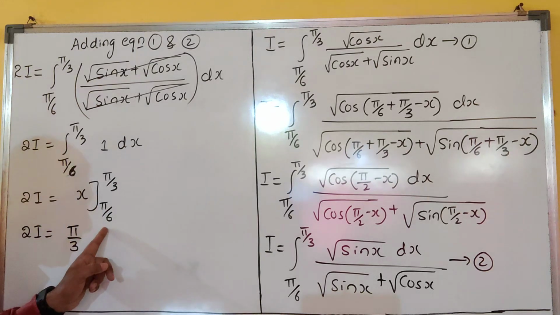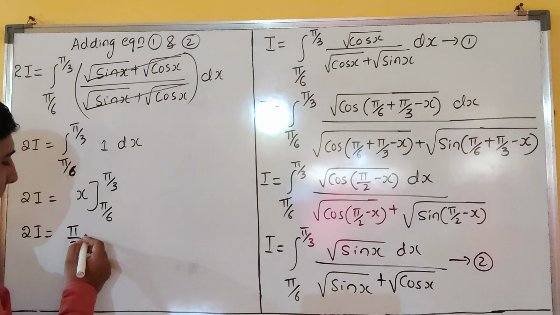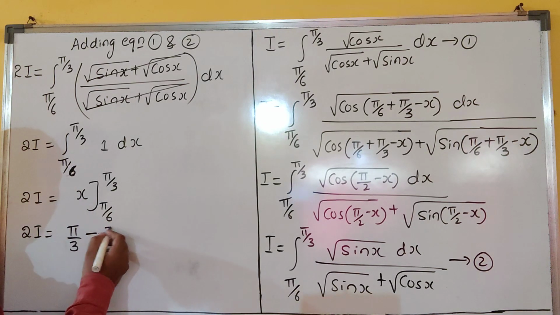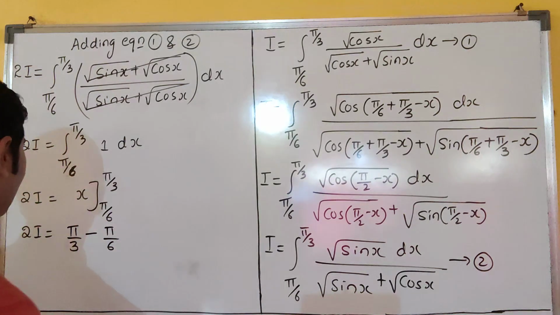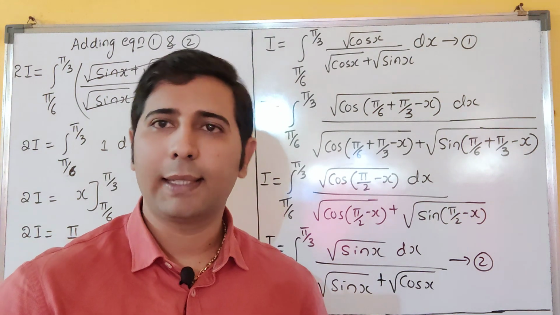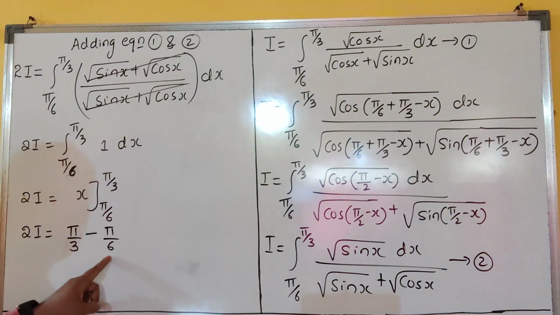When you are substituting pi by 6, that time you have to write minus sign here. So minus, and you substitute now pi by 6. How much will you get, you see? See here, pi by 3 means how much? Pi by 3 means 60. And pi by 6 is how much?